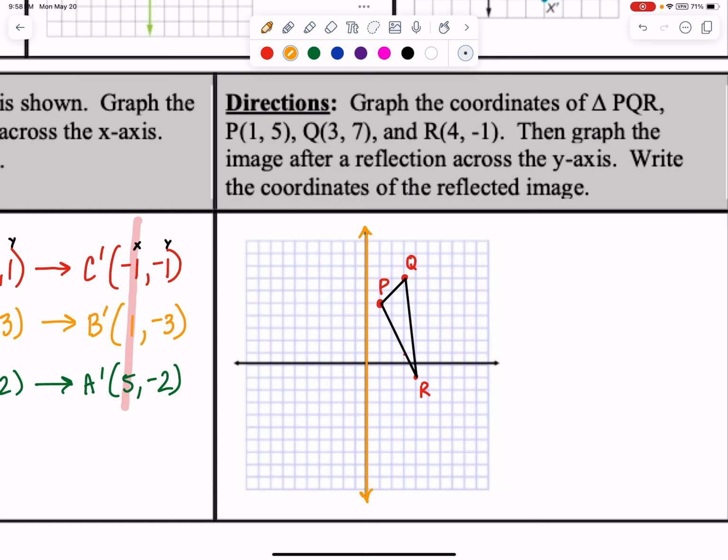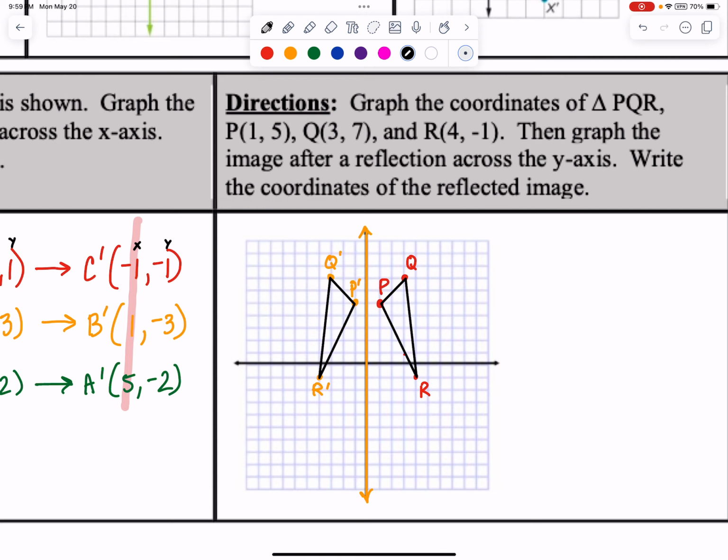And so we know that we're going to take the P, and it is 1 away from the line, so we're going to cross the line, and this is P prime. Q is 1, 2, 3 away from the line, and so we're going to go 1, 2, 3, and plot Q. But this is Q prime. R is 1, 2, 3, 4 away from the line, so we're going to go 1, 2, 3, 4 over the line this way and put R prime. Now we can go ahead and connect the points. And this is how you do a reflection.